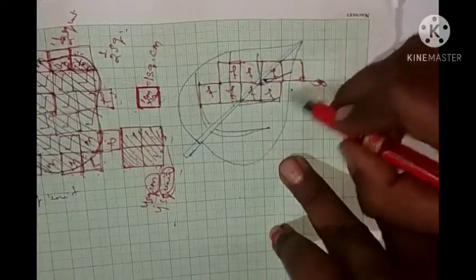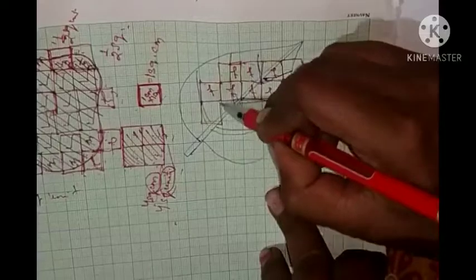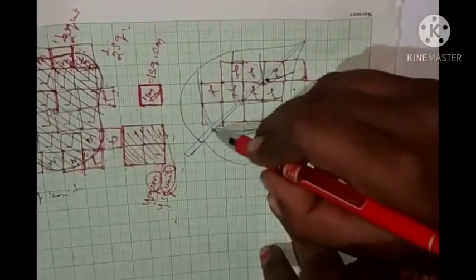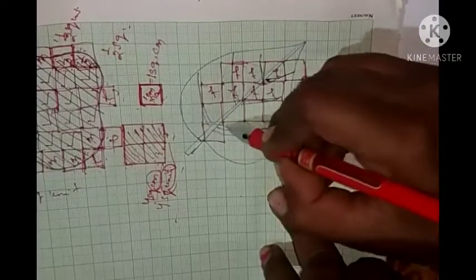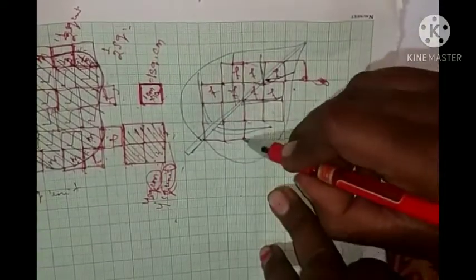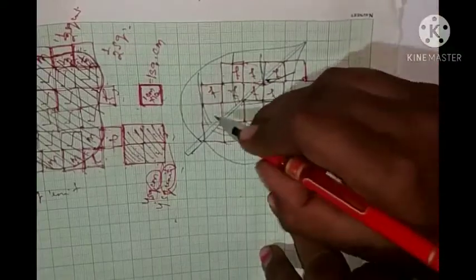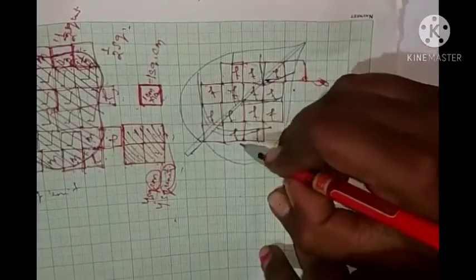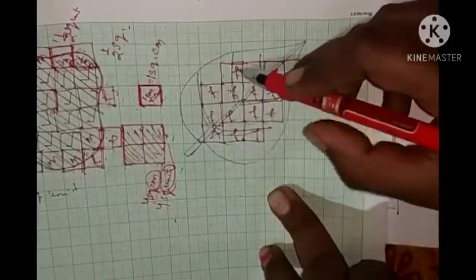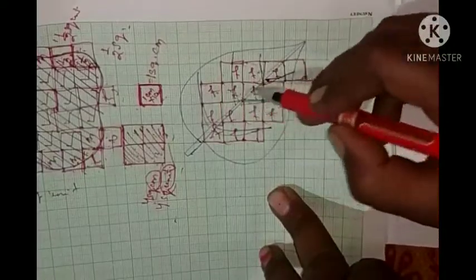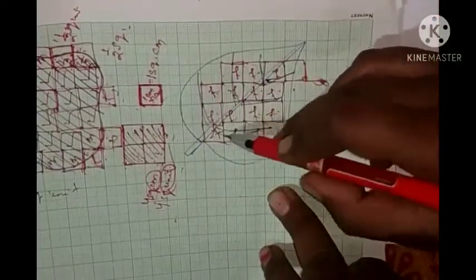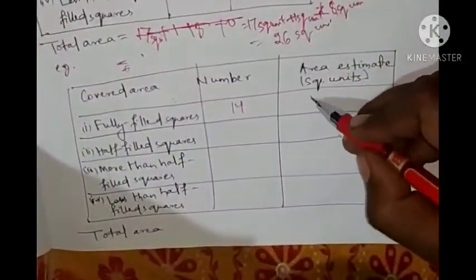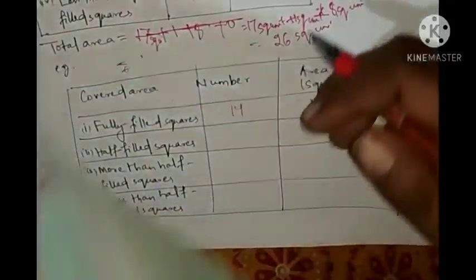So this is the boundary. I'll first mark it, then I'll write. This much I have found as fully filled squares. So now I'll count it. 1, 2, 3, 4, 5, 6, 7, 8, 9, 10, 11, 12, 13, 14. So how many fully filled squares? 14. So the square unit is 14 square unit.